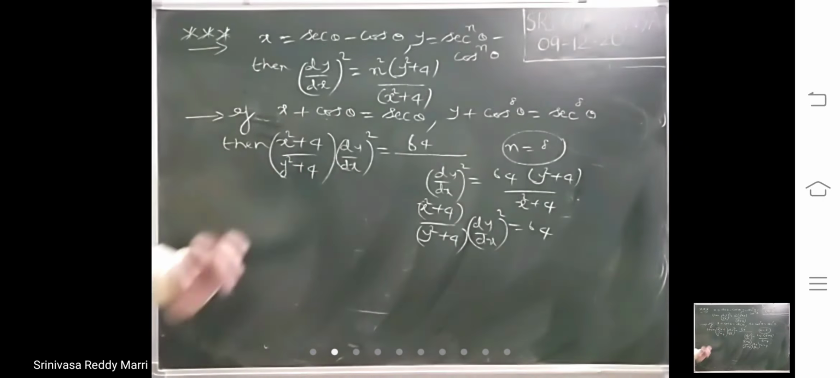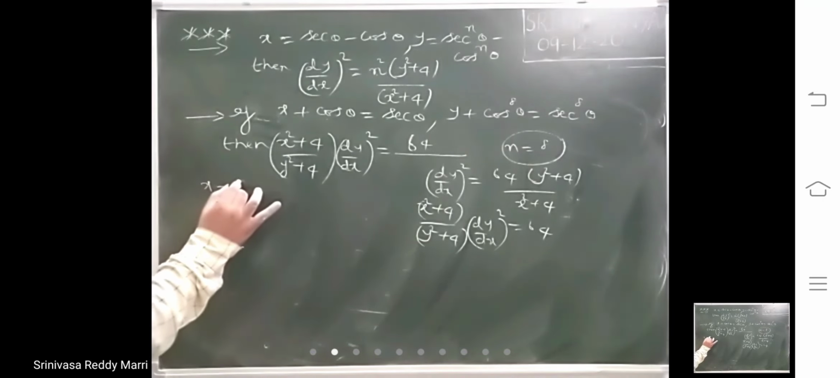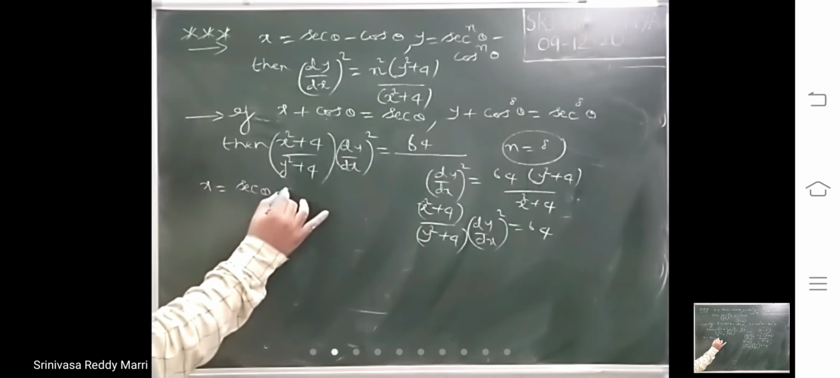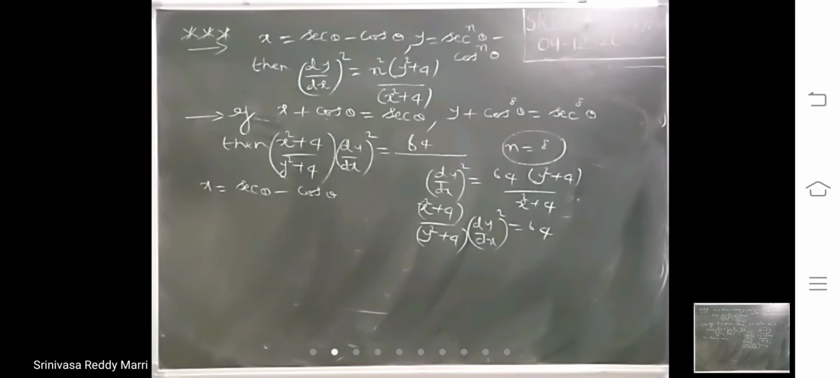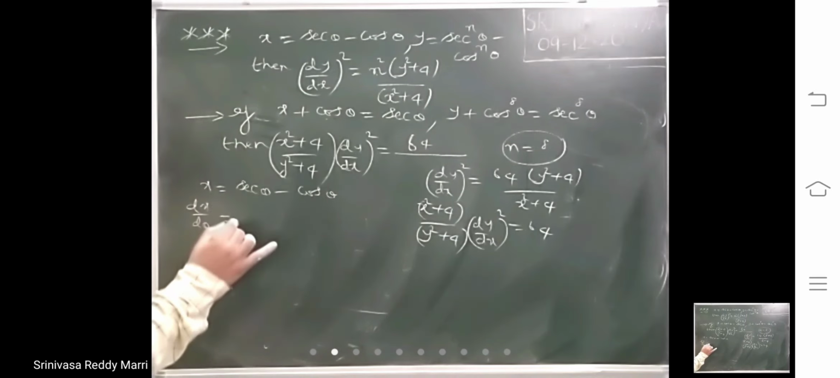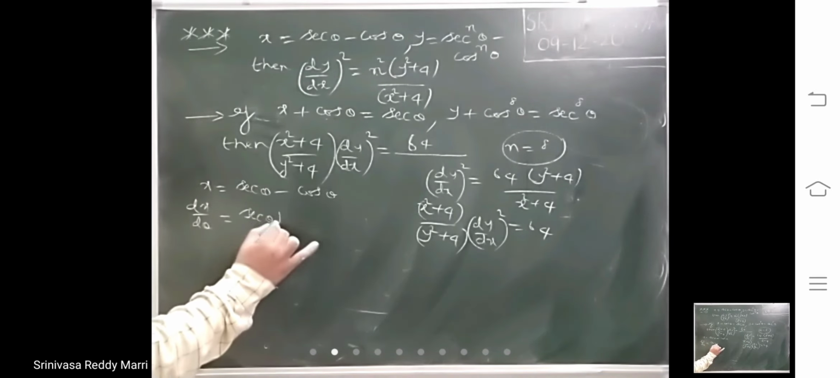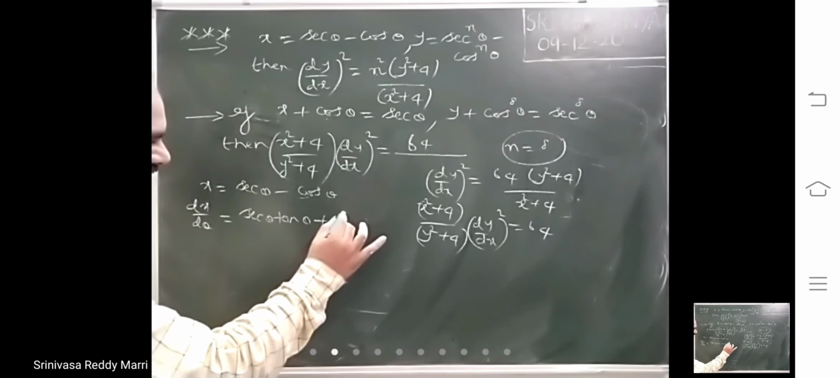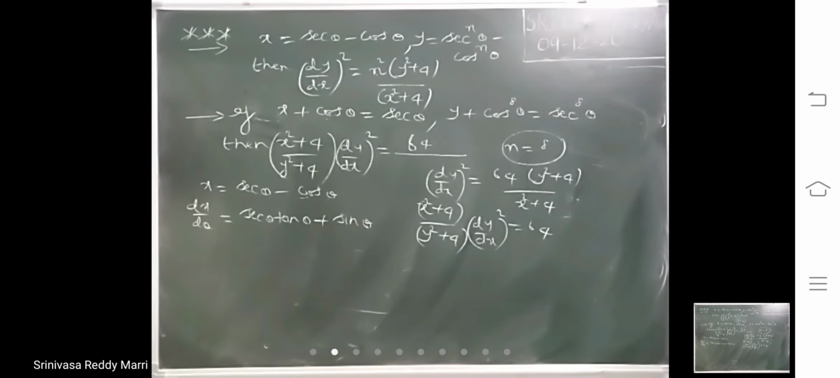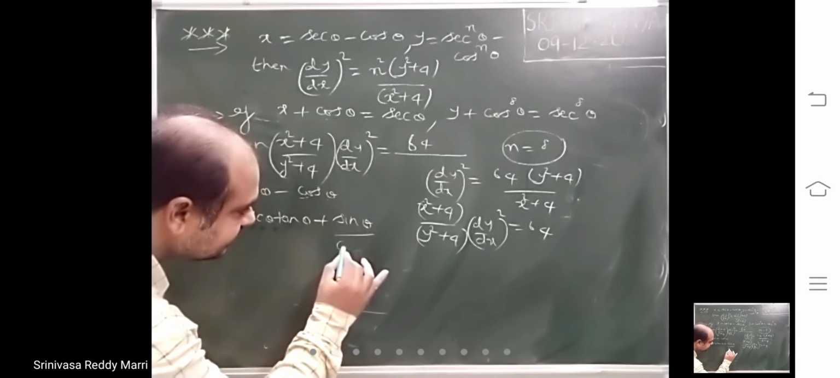Look. So x is what? X is secant theta minus cos theta. Derivative. So derivative of secant theta is what? Directly I am writing the formula: secant theta tan theta, plus derivative of cos theta, which is minus sin theta. That means sin theta I got. So secant theta tan theta minus of minus sin theta. This is how I am simplifying this.